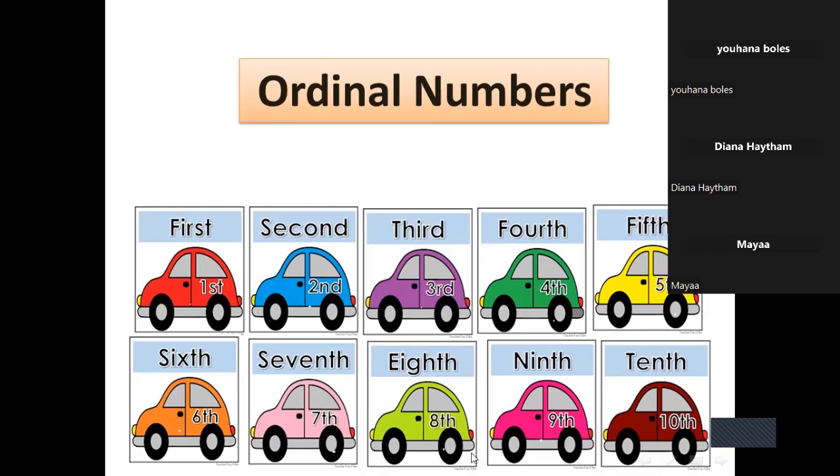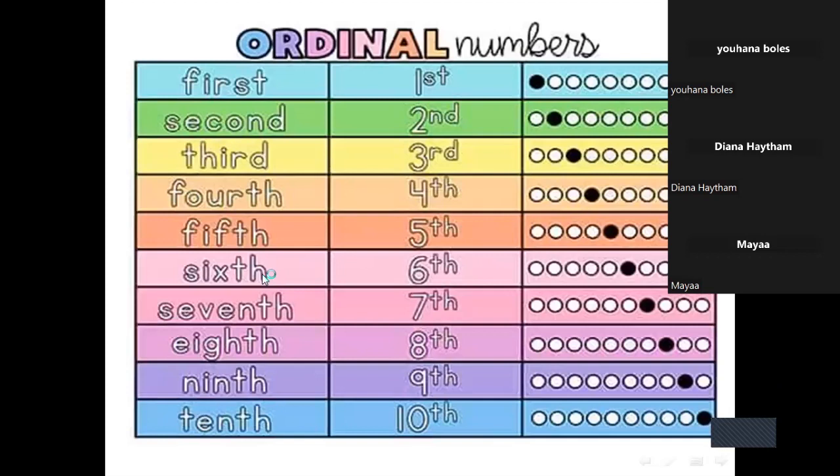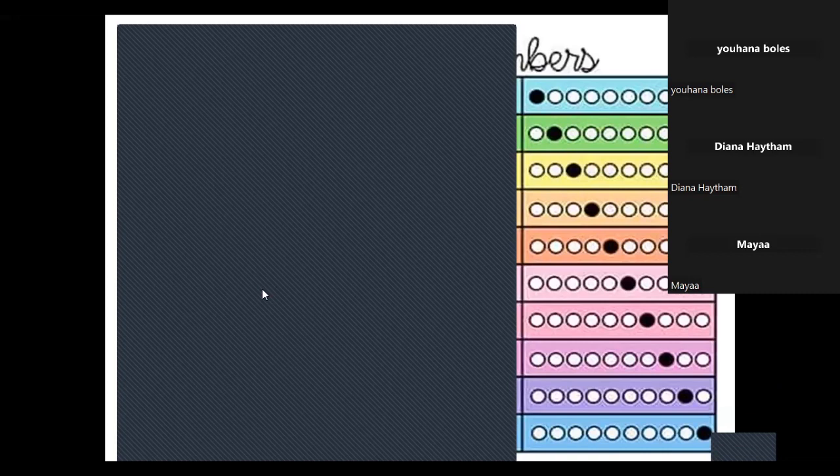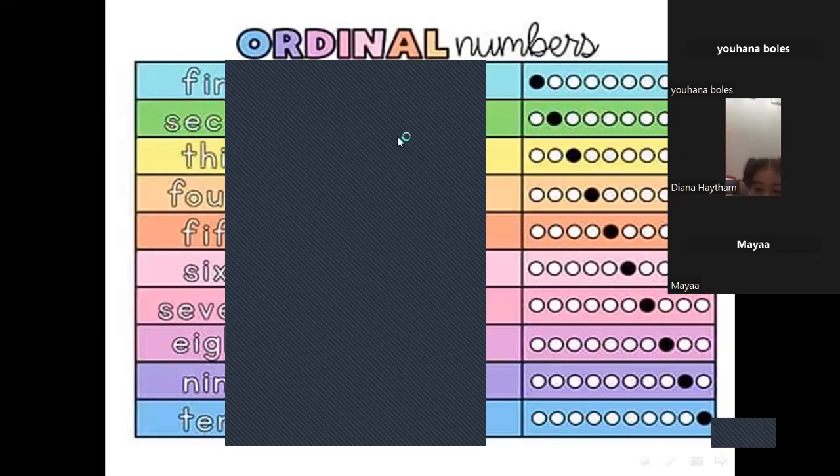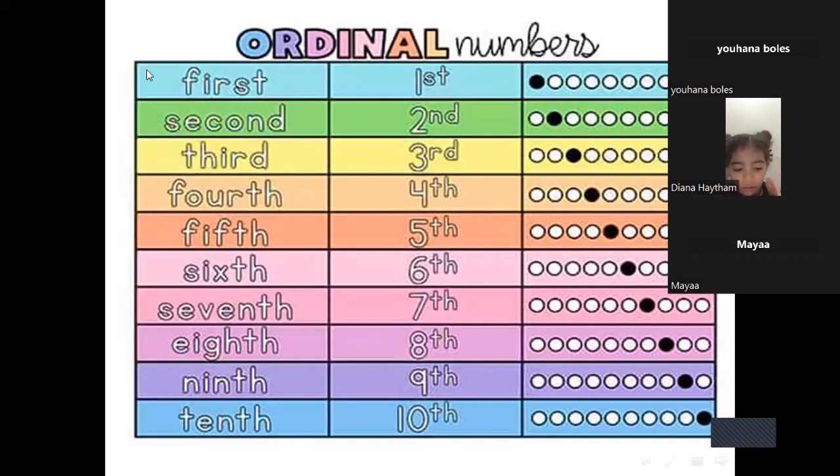Okay, let's complete. I'm gonna explain to you in just 1 minute how to write the ordinal numbers in your exercises. Here we have the words of the ordinal numbers, and when I ask you about the position of this dot, you have to answer me, this is the first one. I will take the last two letters from this word, S and T, and put it above the top of the number.